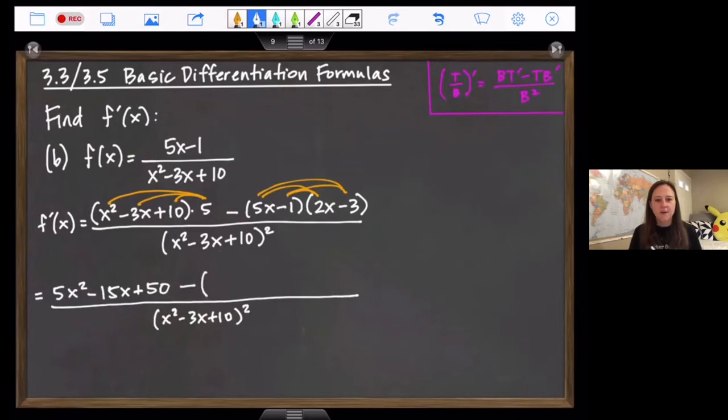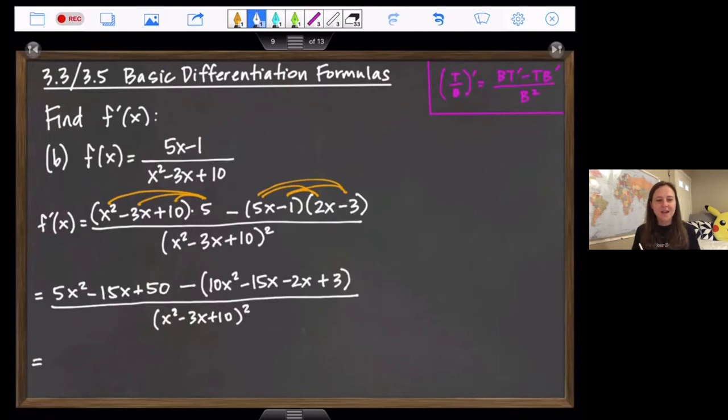So I've got 5x times 2x. That's going to give me 10x squared. My outer terms give me minus 15x. Inner terms, minus 1 times 2x, so minus 2x. And then minus 1 times minus 3 is plus 3. And we're going to see if we can squeeze this in down here.